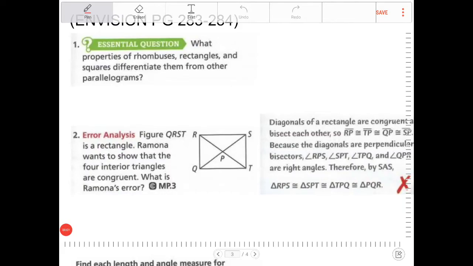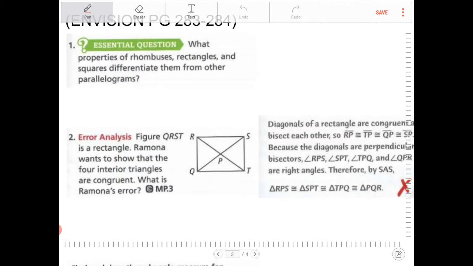Hello students, in this video I will go through the exercises out of Envision, page 283 to 284, which is also on squares and rhombus. Let's take a look. So question 1 reads, what properties of rhombus, rectangles, and squares differentiate them from other parallelograms?